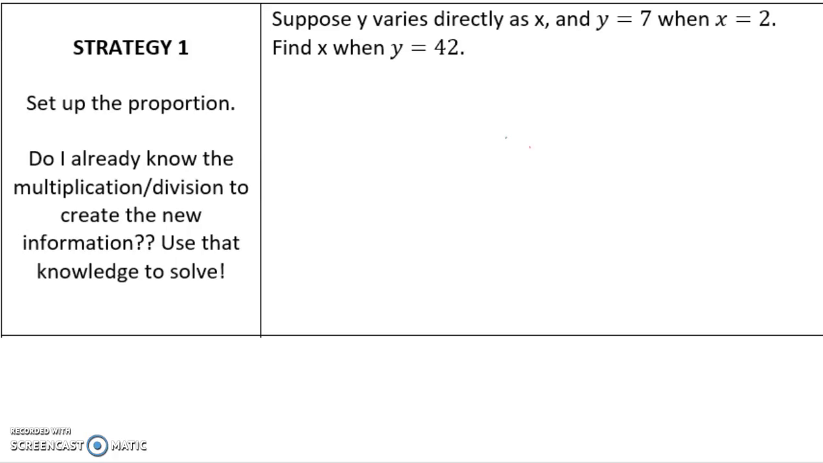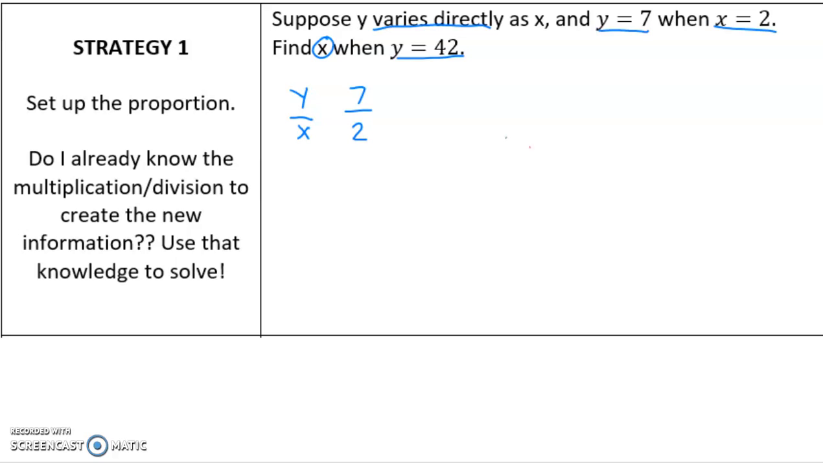Suppose y varies directly with x, and y equals 7 when x equals 2. Find x when y is 42. When it says y varies directly as x, this is what we've been doing with unit rates, with slope. Y varies directly with x, so that's our ratio again, y to x. I'm going to look for what is given. I know y is 7, so y is in the numerator, so I put 7 there. When x is 2, I put 2 in the denominator. Really important you set everything up and put your numbers in the right spot, otherwise everything gets messed up.